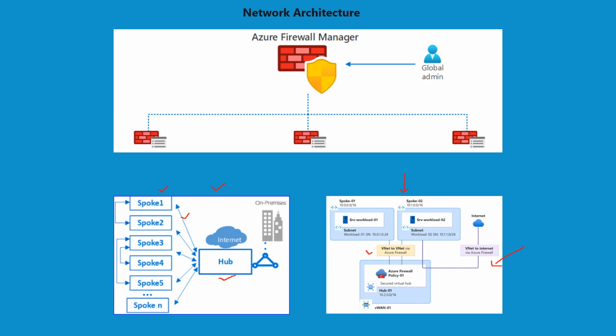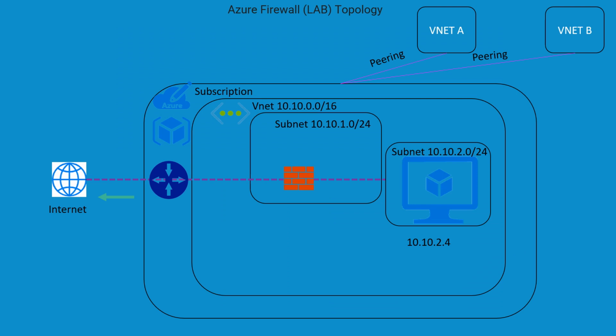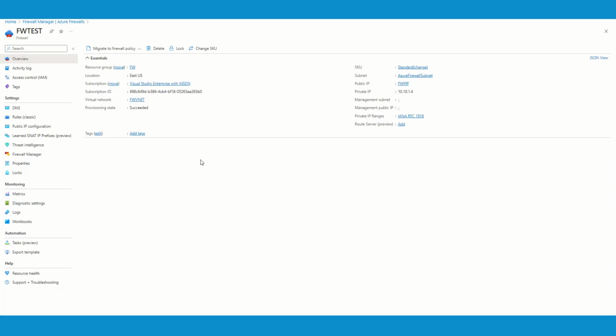If you have multiple firewalls, meaning multiple hubs, then this Firewall Manager is going to help you in a big way. Our lab topology remains the same. This firewall is already deployed. I'm going to show you how it looks from your Firewall Manager. Then we are going to add another VNet, do the pairing, and see from the manager how it looks. So I'm logging in to the portal, and from here you can see this is the overview tab.